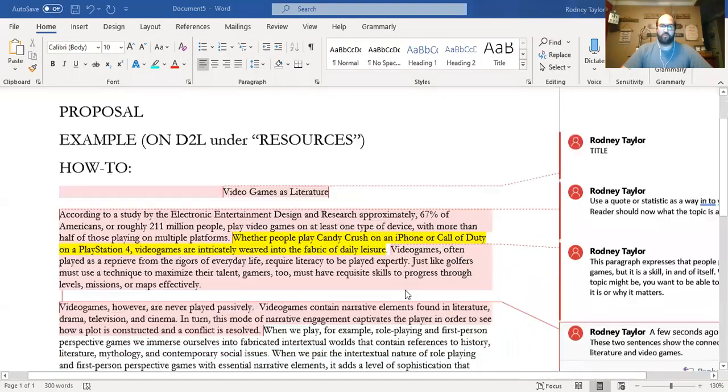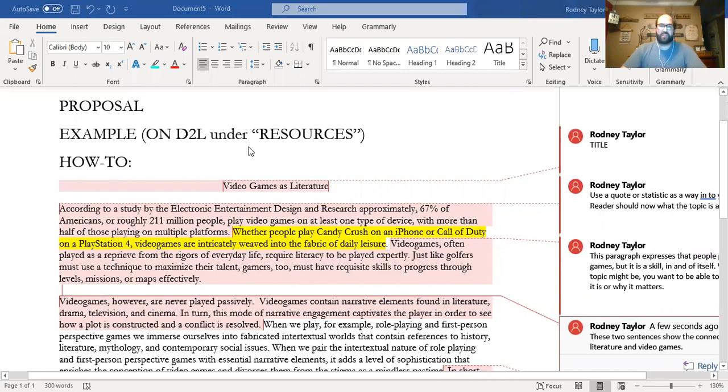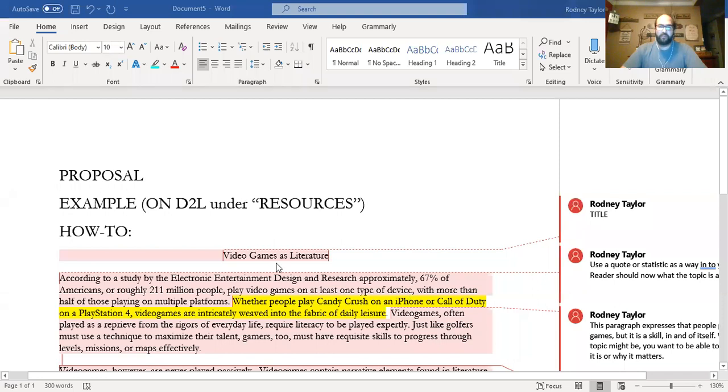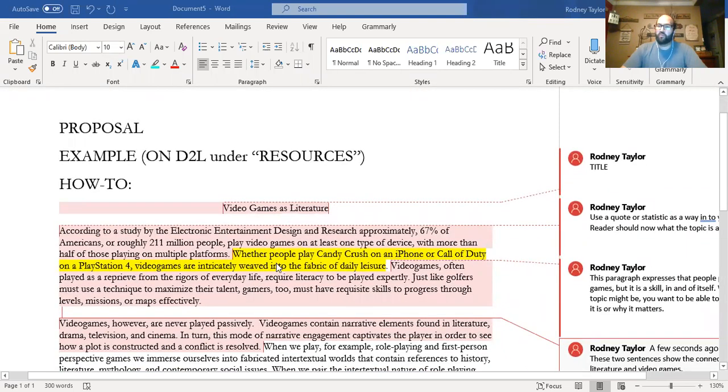So I will go over just a couple nitty-gritty details about writing a proposal. This is something I wrote last fall for the Liberal Arts Festival at Cal U. I have this as a clean copy on D2L under resources, very easy to find. The first thing you're going to want to have with your proposal is a title.